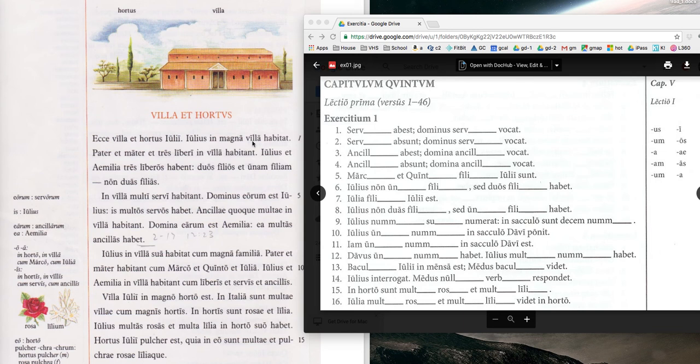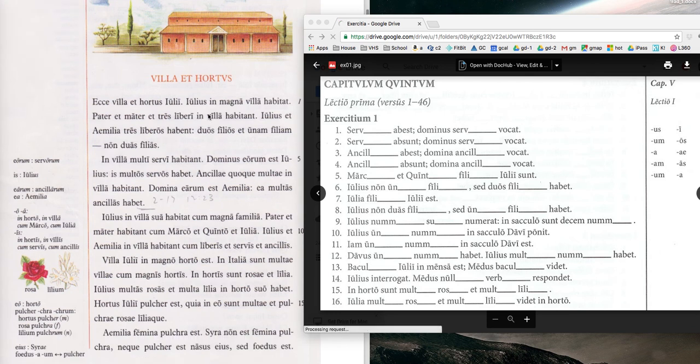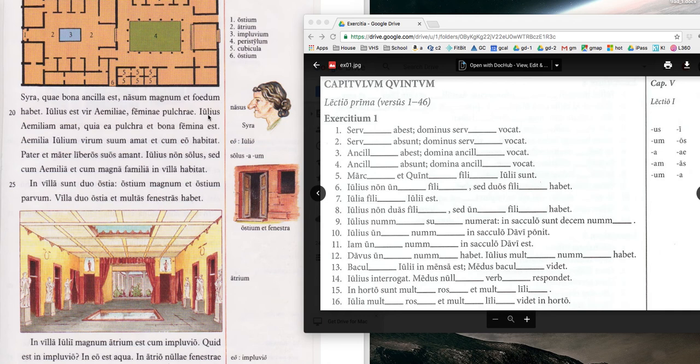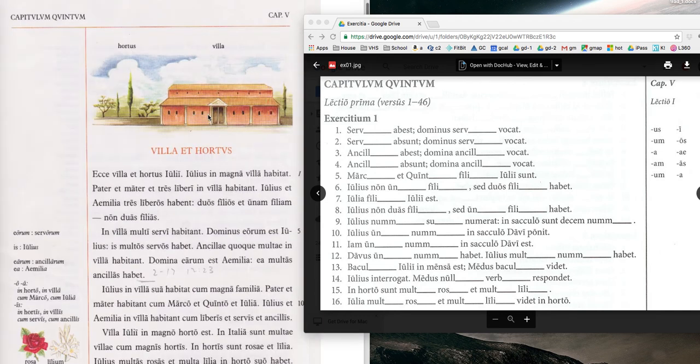He's sleeping now, so I'm going to take a few minutes to make a video for you to show you how to do the first exercise for chapter 5, or the fifth chapter, I should say, in the book. I want you to read through again lines 1 through 46 to familiarize yourself with the new words that you're going to see here. And then I'd like you to take a shot at exercise 1.